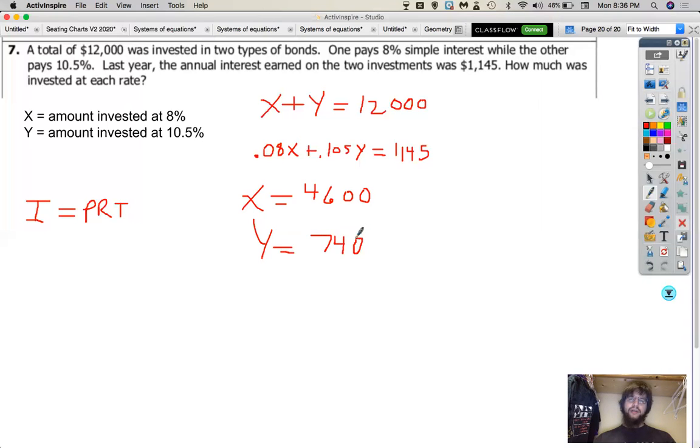If this were an ACT problem, they'd probably ask you something like how much was invested at 10.5%, and the very first answer would be 4,600. Pay attention to what they're asking on the ACT, people.